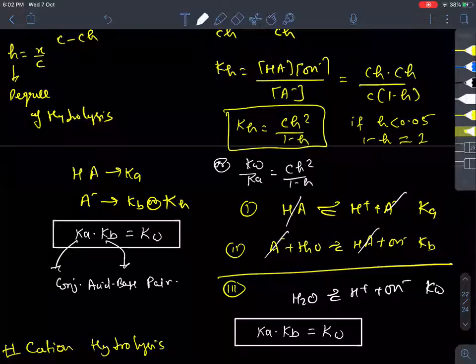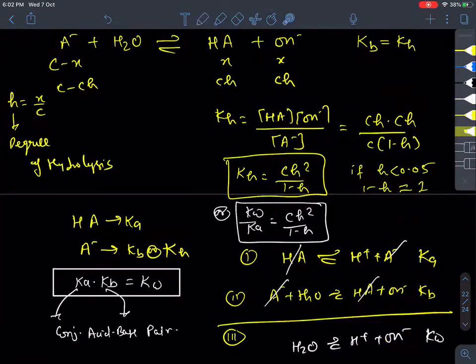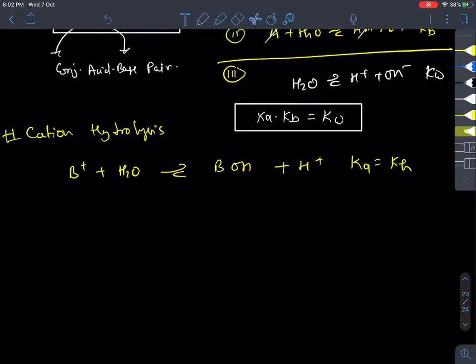You can use this and you can solve accordingly. So this was the discussion related to the anion. Similarly for the cation also, I hope you can do it. In the same way, cation hydrolysis also you can do it.